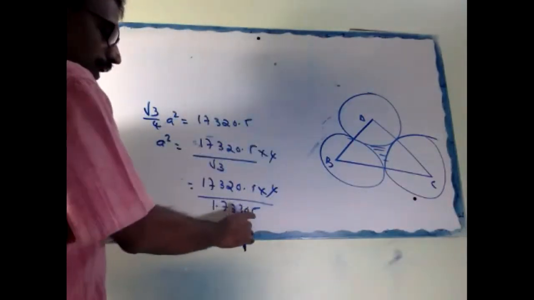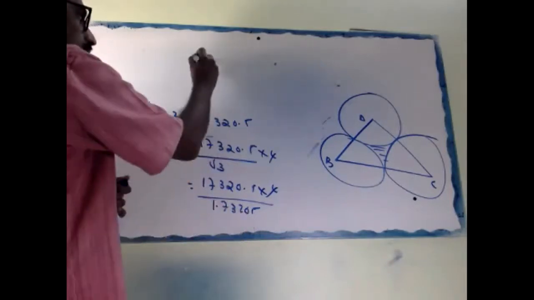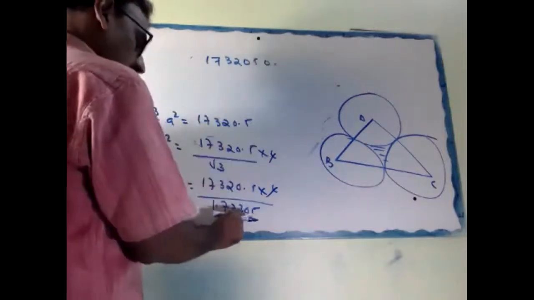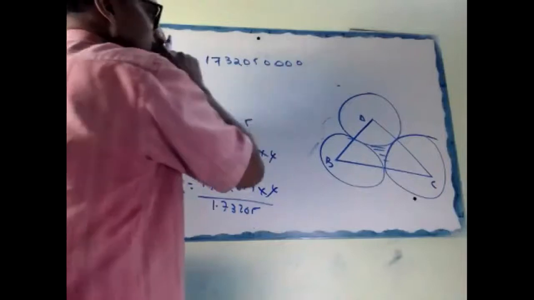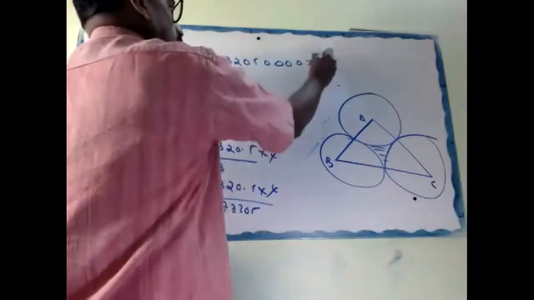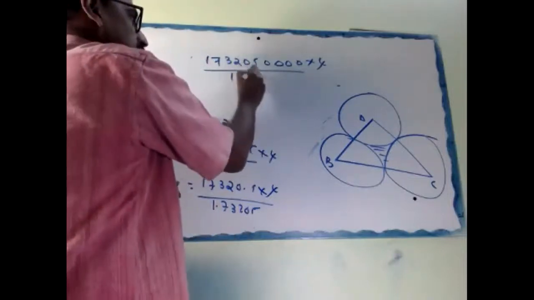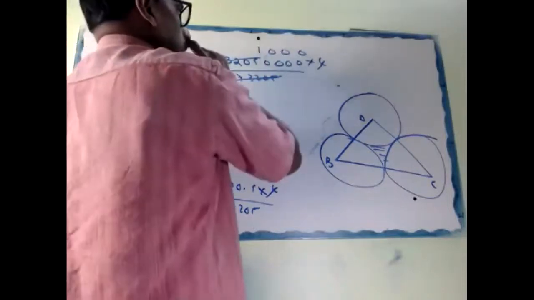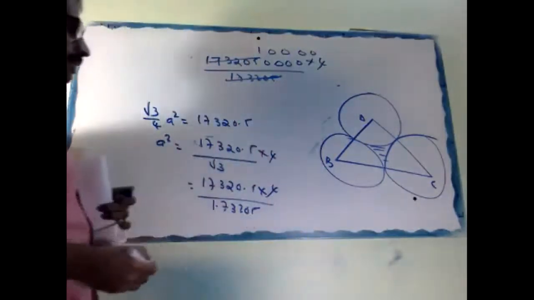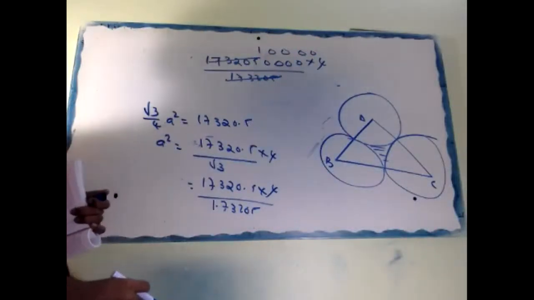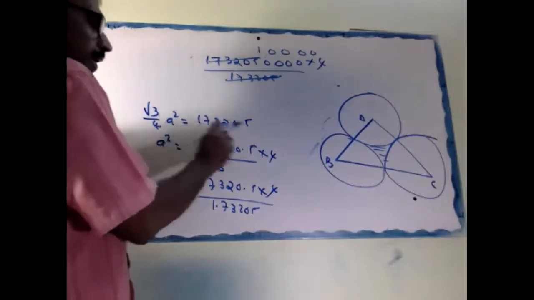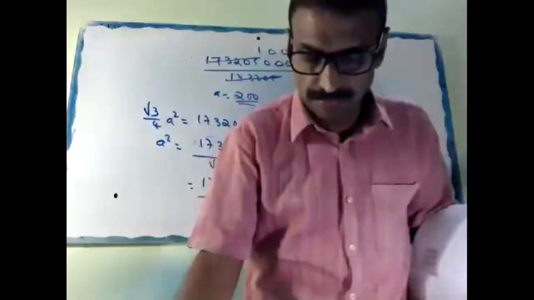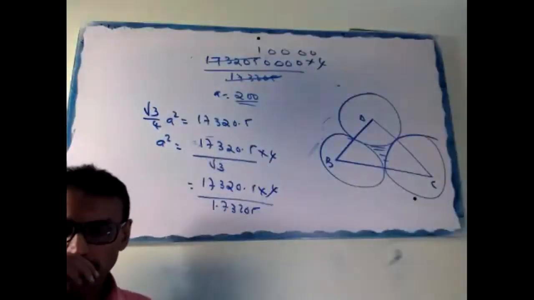How many decimals? 1, 2, 3, 4, 5. So 17320.50, actually 4 zeros because one decimal is here, into 4 divided by 173205. This is cancelled. So a square equals 40,000. A equals 200. You all got a equal to 200, correct, no?